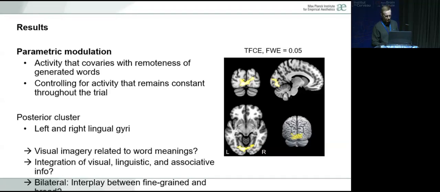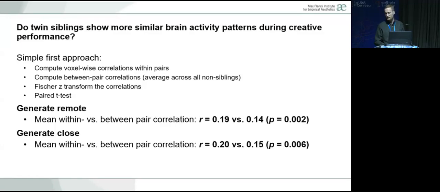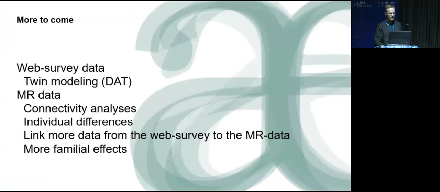And I agree. Others have shown this. We're replicating things. We're really zooming in on this region. And that gives a good reason to extend the research to ask this question: do twin siblings show more similar brain activity patterns during creative performance? And the short answer is yes, they do. And we will continue to work on this. I don't have time to go into all the details. We'll continue with twin modeling and doing all sorts of interesting things that we can continue to discuss at poster 32. Okay. Thank you.